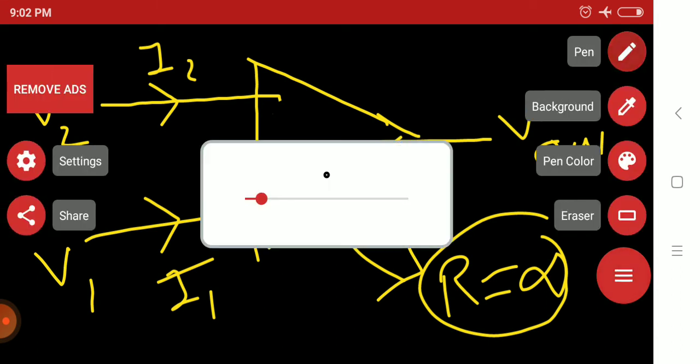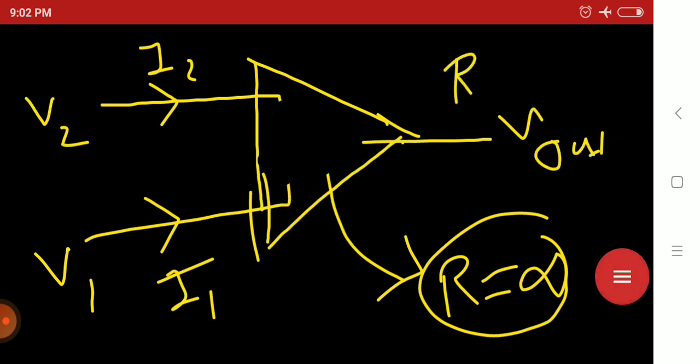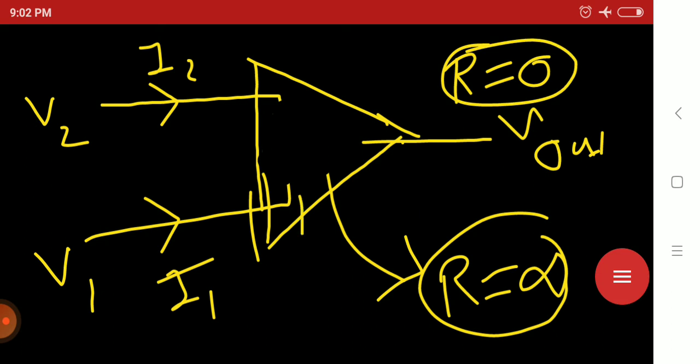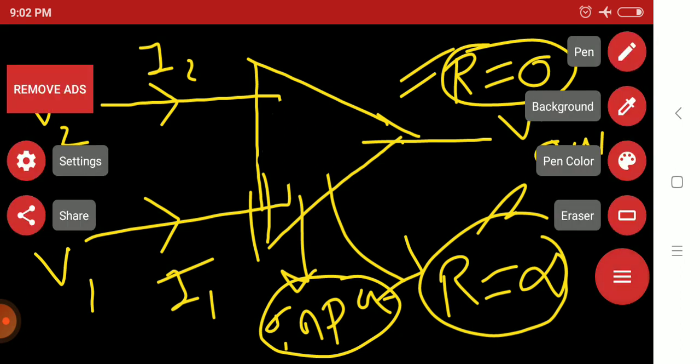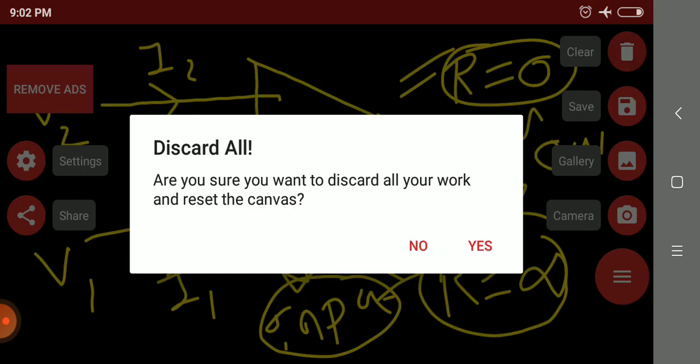And at the output, the resistance is 0. So what we learn here is that at the input portion the resistance is infinity, and at the output portion of an op amp the resistance is 0. That is a property of an op amp. That means input resistance is infinity, output resistance is 0.